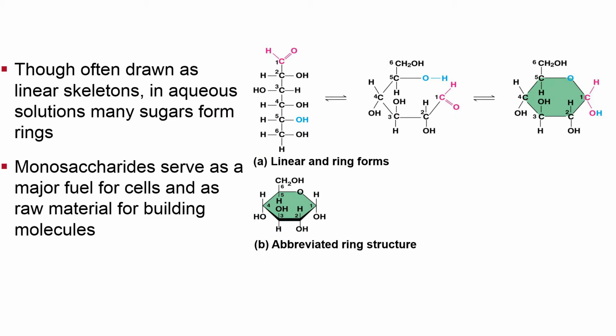This is showing you how these linear forms of your carbohydrates cyclize. You have this chemical group at the end of the molecule and this OH group here, and you basically have the formation of a covalent bond between these groups to create your ring form.